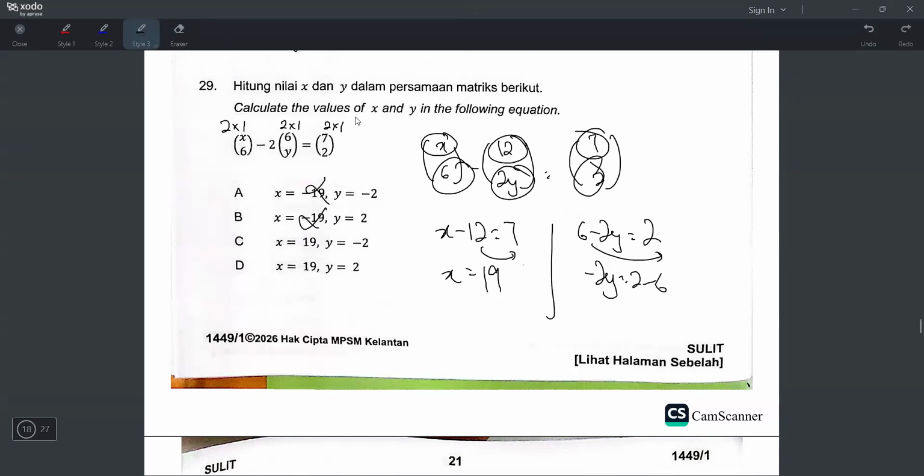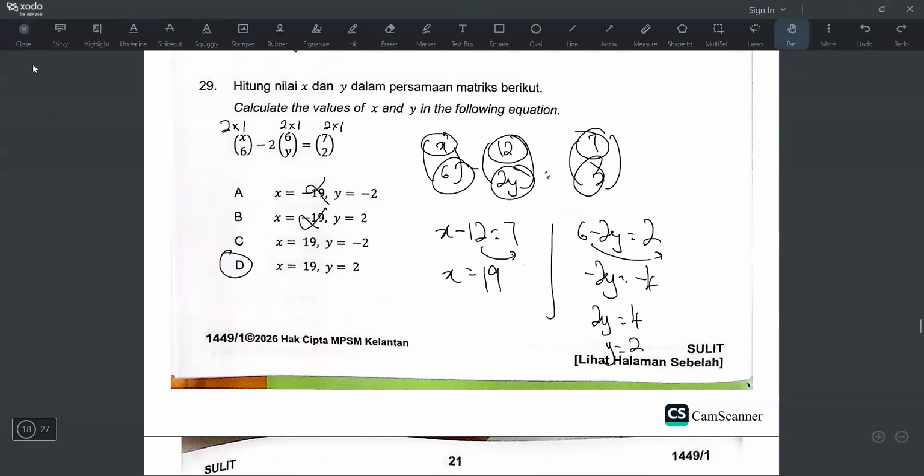To get y here, move 6 over first, so it becomes 2 minus 6, which is negative 4. But I want to find y, so I move the negative, which means change the sign, so it becomes positive 4. So y equals 4 divided by 2, which is 2. So D is the answer. That's it.